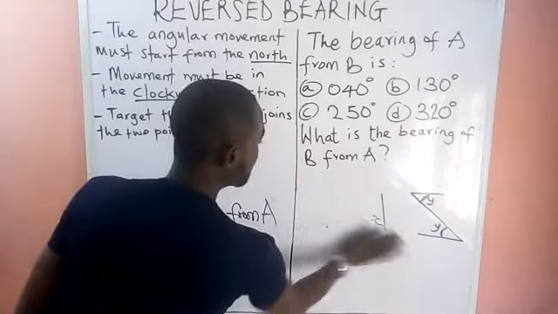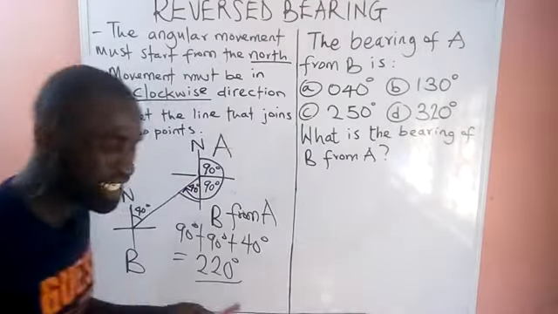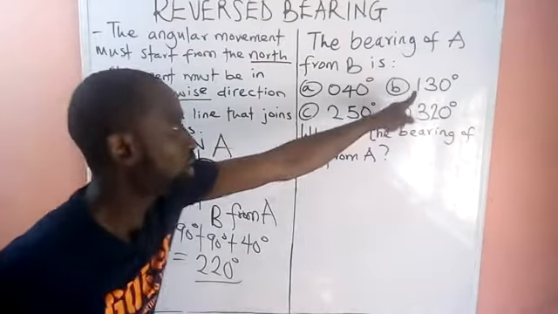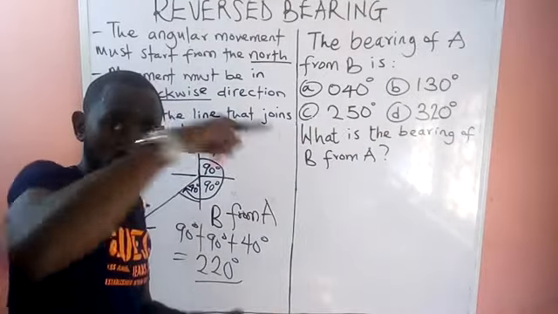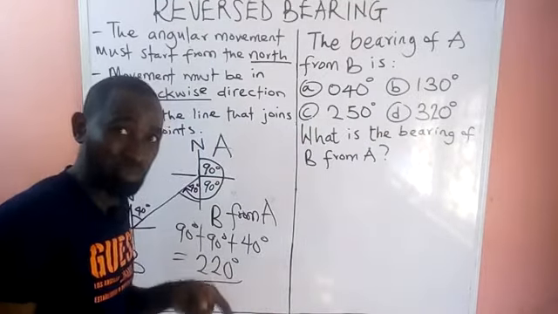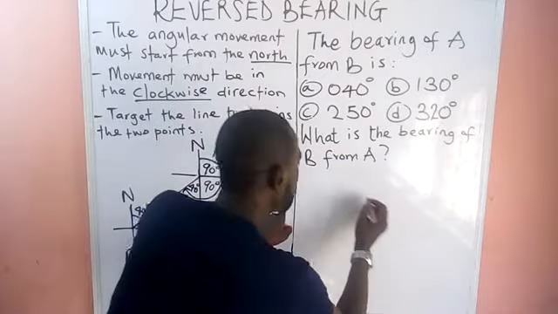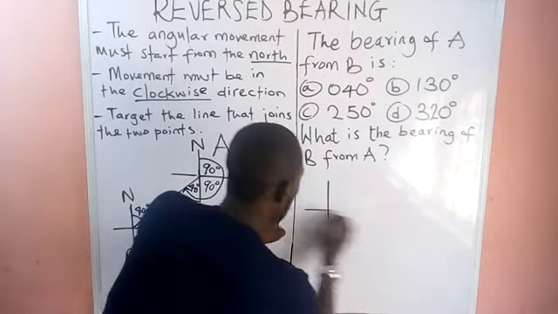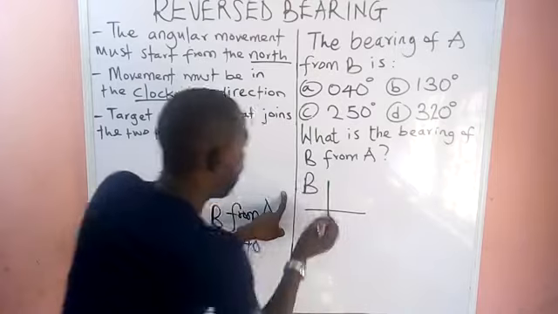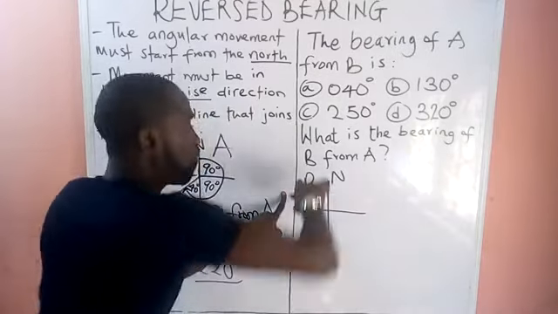Look at this. 130. The bearing of A from B. So we're starting from B, and it is 130 degrees. Class, where can we see 130? 130 will be found in the second quadrant. So we have this. Are you with me? So this is our B. We're starting from the north. We move in the clockwise direction.